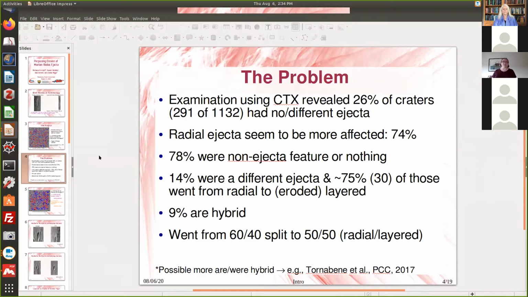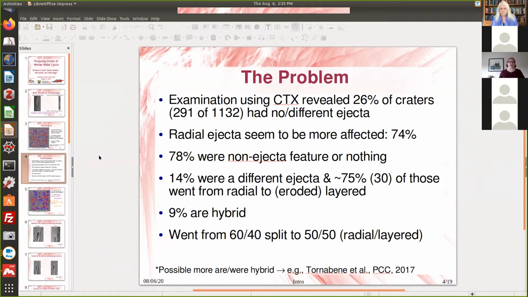14% were a different ejecta, so they went from radial to layered or layered to radial. And out of that 14%, 75% of them went from being radial to layered. So more craters went from being a radial to a layered ejecta, and often they were eroded layered, which probably made them look more radial in the lower resolution. 9% went either to hybrid or went from hybrid to one type of the ejecta or the other.